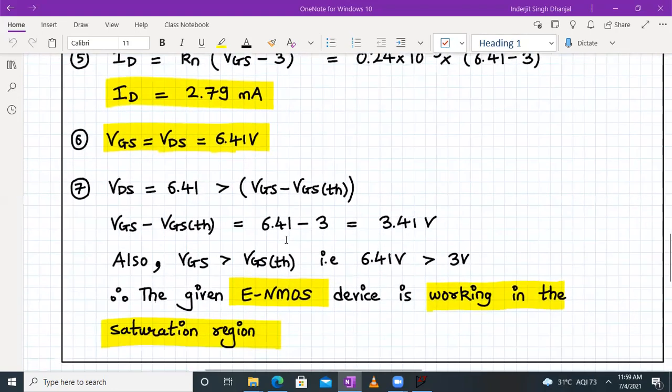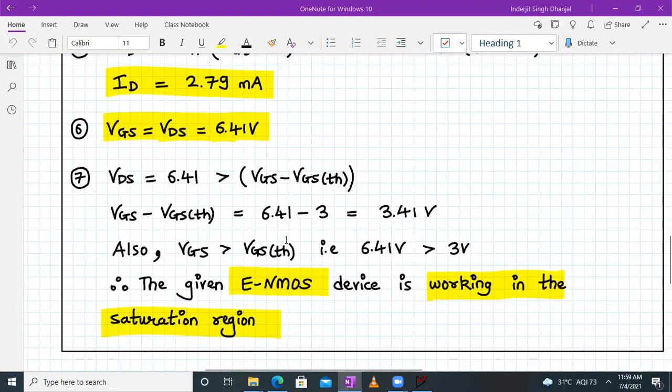Now let's check whether the given MOSFET is working in the saturation region or not. For the NMOS enhancement type MOSFET to work in the saturation region, there are two conditions to be satisfied. First, VDS should be greater than VGS minus VGS-TH. And the second condition is VGS should be greater than VGS-TH, which is the threshold voltage.